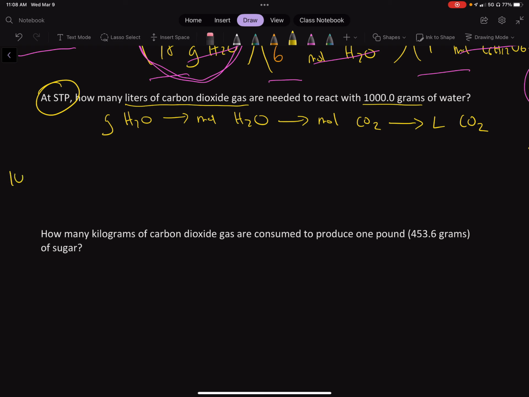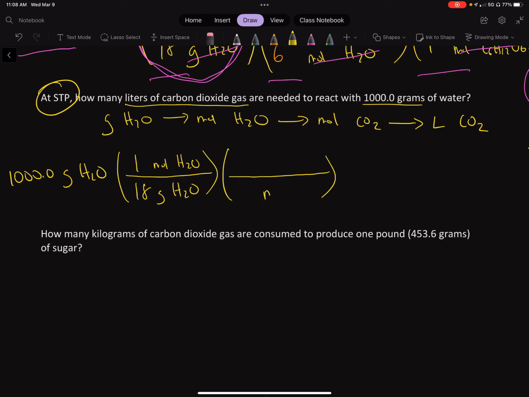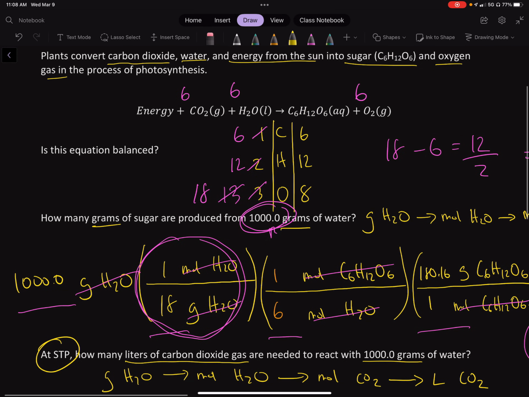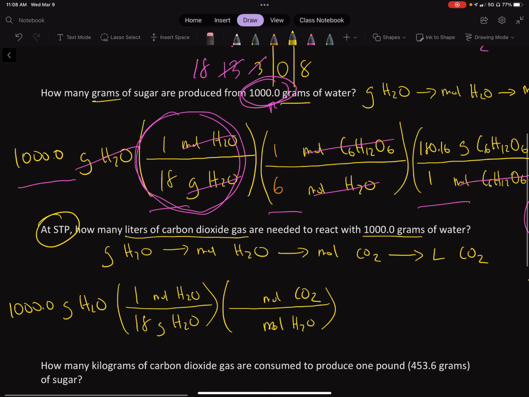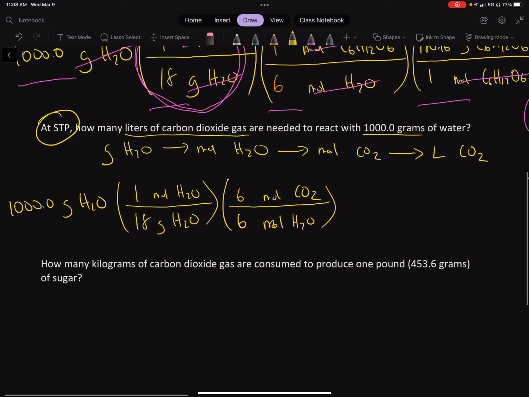So we'll start off with the 1,000 grams of H2O. And similar to the last one, we're going to use the molar mass, so 18 grams of H2O for every 1 mole of H2O. Then we're going to use the mole to mole ratio, so for however many moles of H2O to moles of CO2. So let's look up at the balanced chemical equation. For every 6 moles of water that react, 6 moles of carbon dioxide are also going to react. So we've got a 6 here and a 6 here.